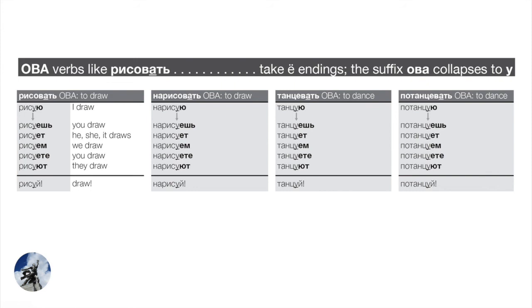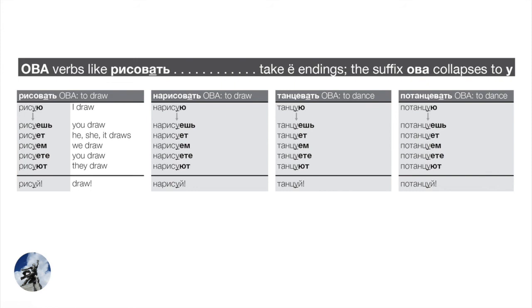But we could say that if we add a prefix to a verb we already know, like рисовать, we prefix it with na, we get нарисовать. We can be confident that the prefixed form is going to conjugate exactly like the unprefixed form, right? So we see that here as well. Нарисую, нарисуешь, нарисует, нарисуем, нарисуете, нарисуют.